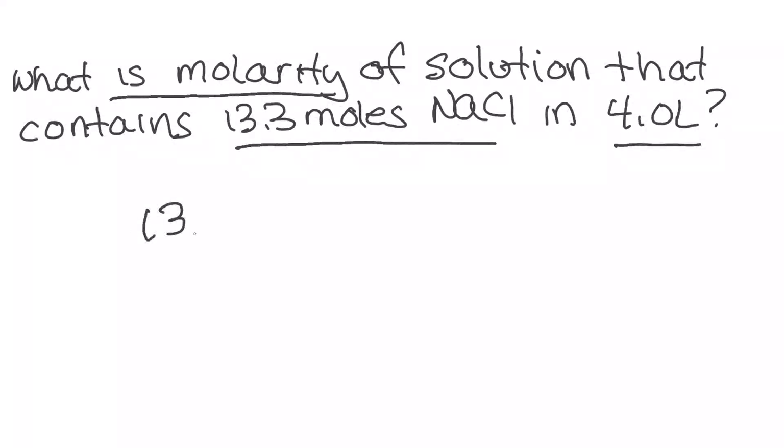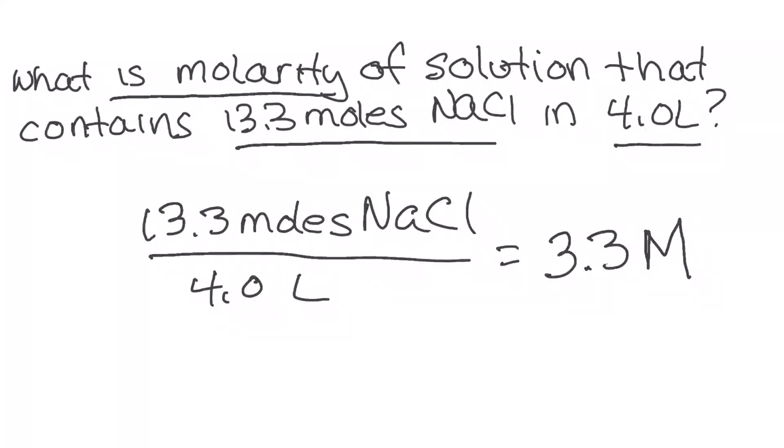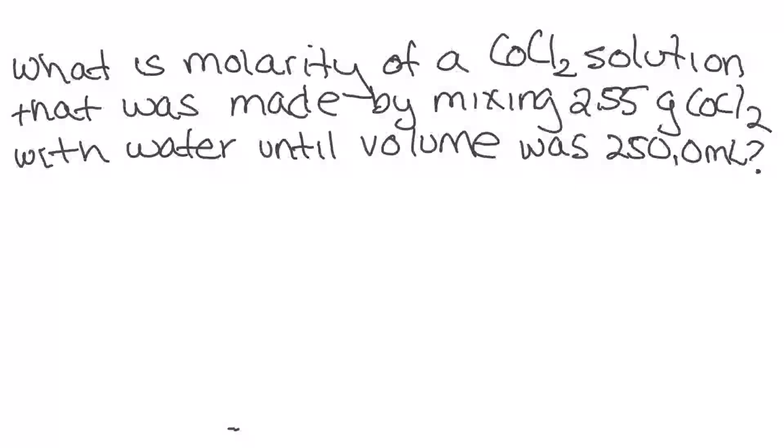So I take 13.3 moles of sodium chloride over 4.0 liters of solution, and I divide the 2 numbers. Rounding to 2 significant figures, I get 3.3 moles per liter, which is also the symbol capital M. So that was a very simple problem. Let's try one that's a little bit more difficult.